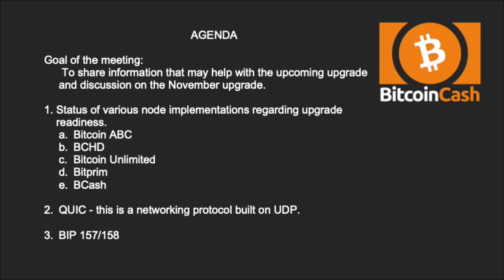I'm going to give you a quick overview of the agenda. We'll do the introductions first, then we're going to have status of the various node implementations regarding their upgrade readiness, as we've been discussing for the last meetings. So we'll be hearing from BitcoinABC, BCHD, Bitcoin Unlimited. Unfortunately, we don't have a rep here, but they've made some progress as well. BitPrim won't be here, and AlwaysAnOn is here to talk a little bit about what's happening with BCash and the purse interaction. The third item on the agenda will be the QUIC networking protocol, and I'll get one of you to give a description and introduction of that, probably Antony.